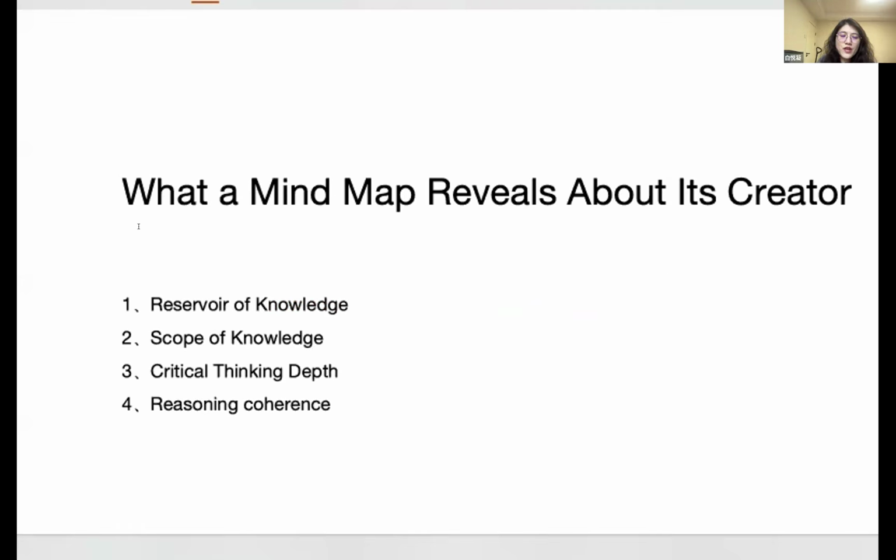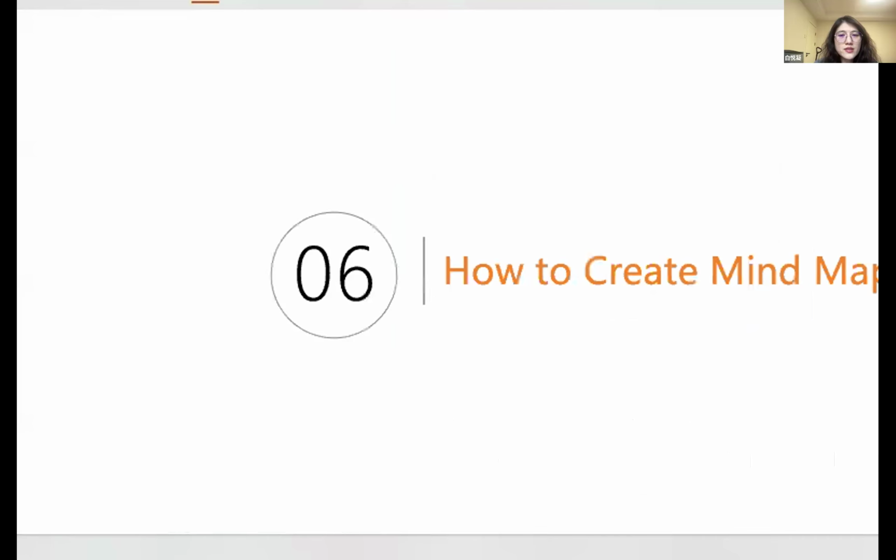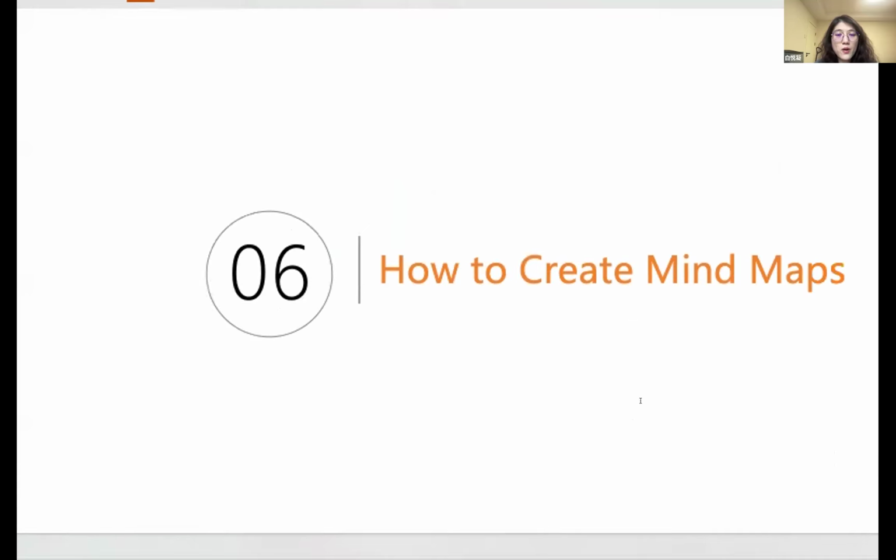So if the judges ask why you are doing mind maps and why you are doing divergent thinking, it's because the judges can, through your mind maps, see the creator's knowledge, the scope of your knowledge, your critical thinking, your reasoning, and so on. So for the functions, I'll just go through it quickly. And finally, I think the more useful part for you guys is how to create mind maps. Okay.